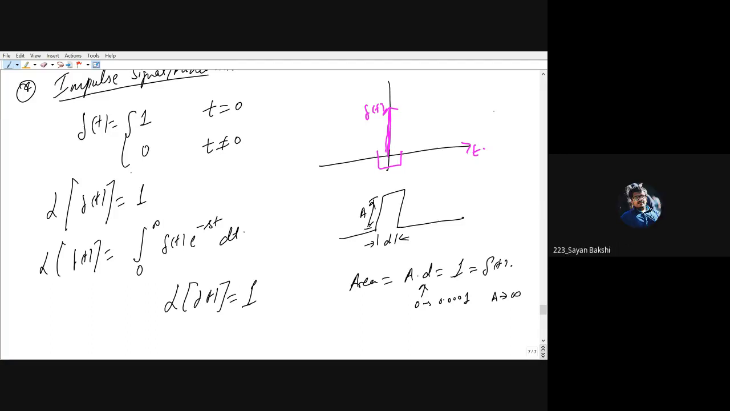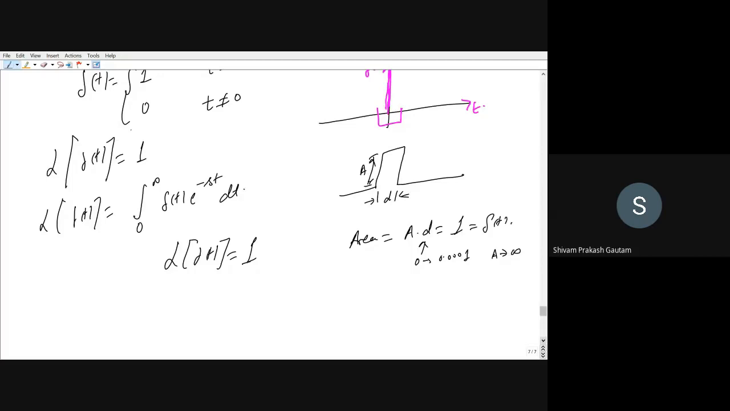Sir, if the area is infinite, then specifically the height should be infinite. Yes. If the area has to be infinite, then ultimately the height should be infinite. Correct. Right. And people are seeing about this.